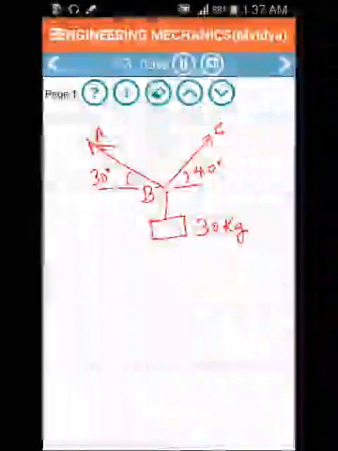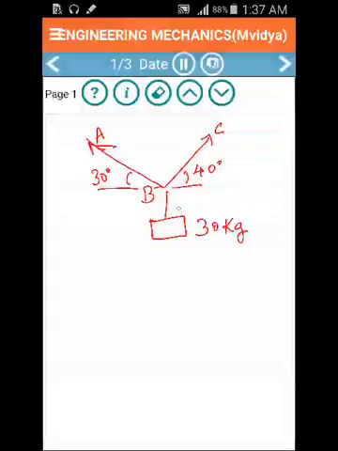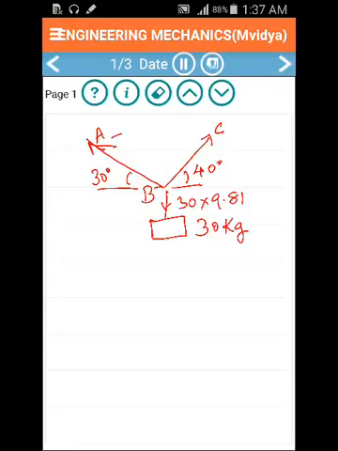Here we are asked to determine the tensions in AB and BC if the system is to be in equilibrium. So the force is 30 into 9.81 downwards in this string, which is being balanced by the tensions, let's call them TAB and TBC.